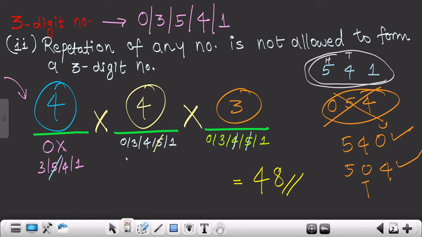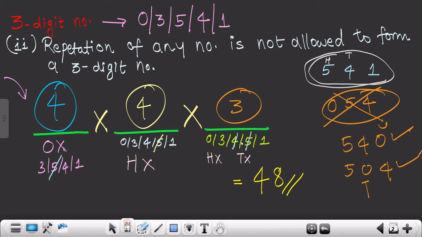The number which came in the hundreds place won't come in the tens place, right? H means hundreds. Let me write in a better way. The number which came in the hundreds place won't come in the tens place, right? And here, the number which came in the hundreds place won't come, and also the number which came in the tens place will also not come, right? So we have 0, 3, 1.